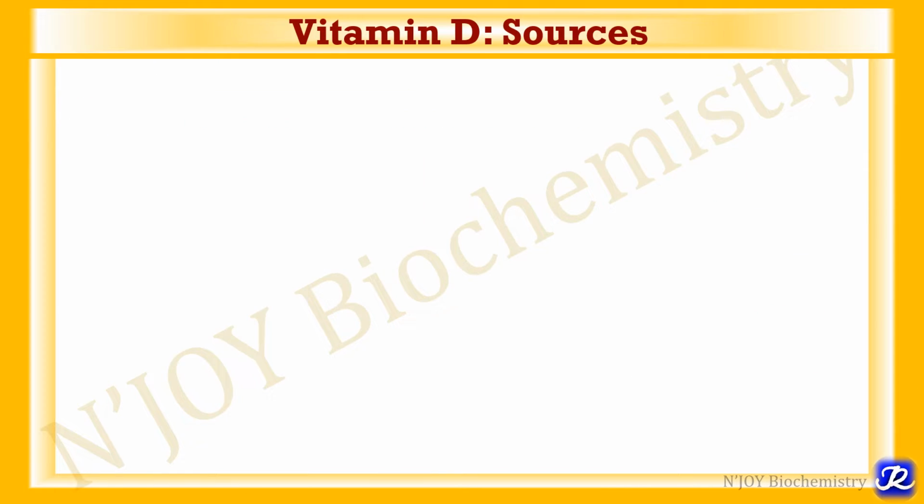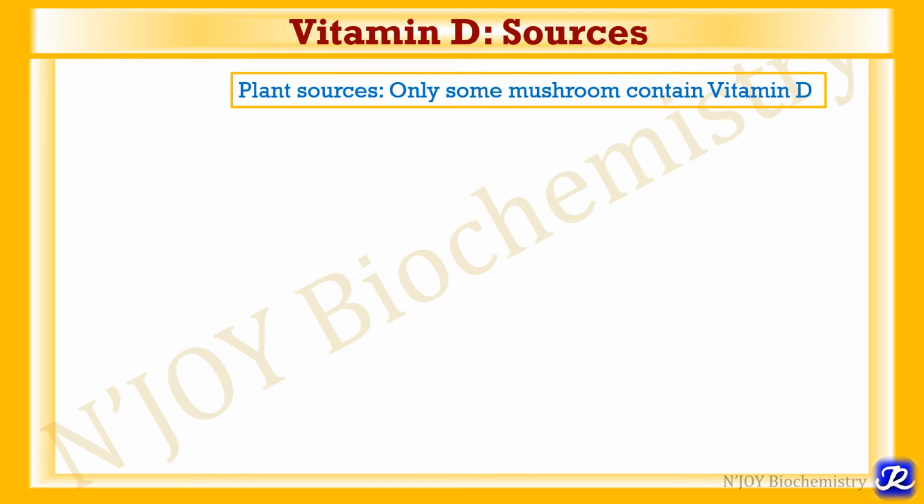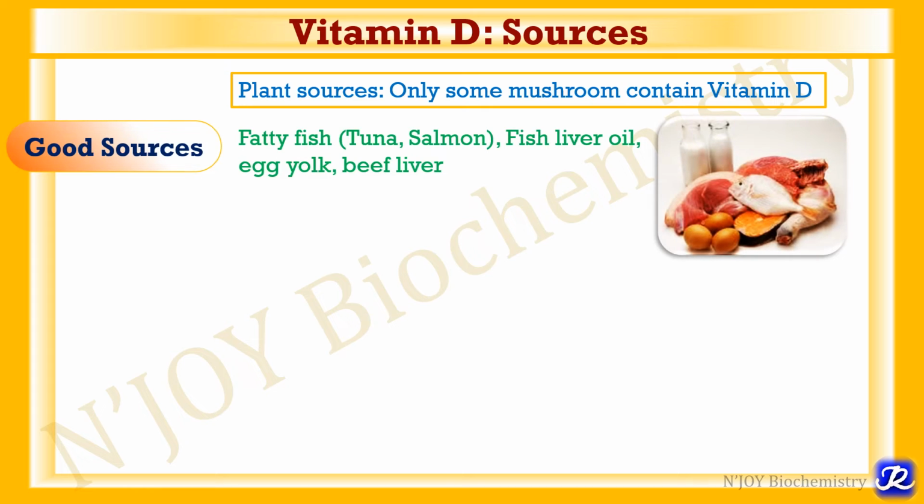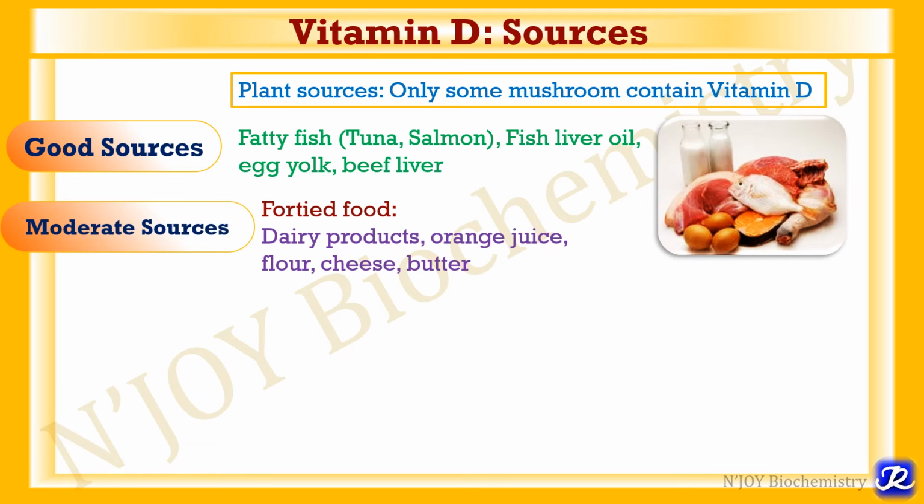Vitamin D can be synthesized in the human body, but it can also be derived from various dietary sources, mainly from animal sources. Only some mushrooms contain vitamin D, and the good animal sources of vitamin D are fatty fish, fish liver oil, egg yolk, and beef liver. The moderate sources are fortified foods like dairy products, orange juice, flour, cheese, butter, etc.